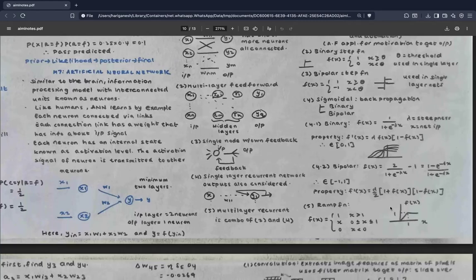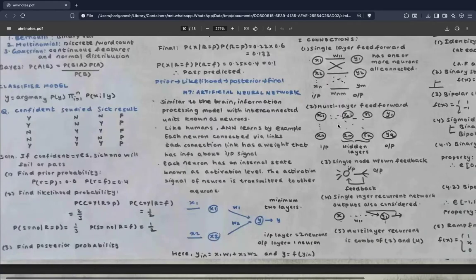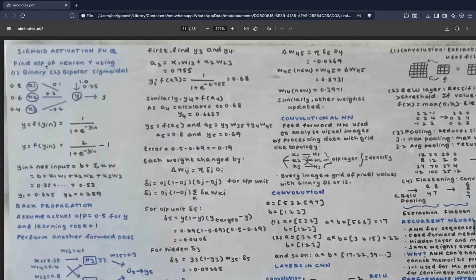The final is a ramp function, quite simple, not much explanation needed. But the one that you're going to see most often is the sigmoidal, binary for back propagation, etc. An example of this question is: find the output of this neuron Y using one binary and two bipolar sigmoidal. The first, binary sigmoidal, is given by 1 by 1 plus e power minus y in. Again, for the bipolar, it is given by this formula.